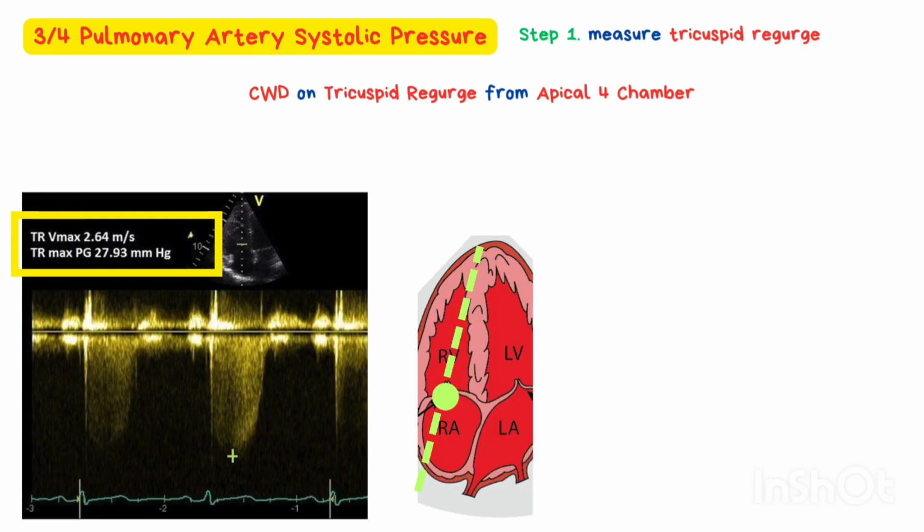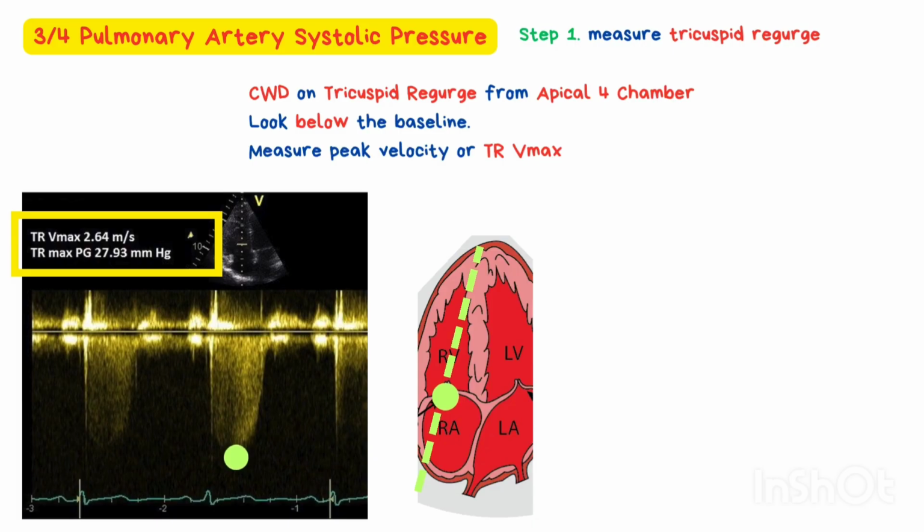Step 1. Start by getting a good apical 4-chamber view and place your continuous wave Doppler through the tricuspid valve. Now align your Doppler beam with the TR jet, look below the baseline, and trace the peak velocity. This value represents the pressure gradient between the right ventricle and right atrium, which you'll use to calculate PASP in the next step. So why are we measuring tricuspid regurgitation when we're talking about mitral stenosis?